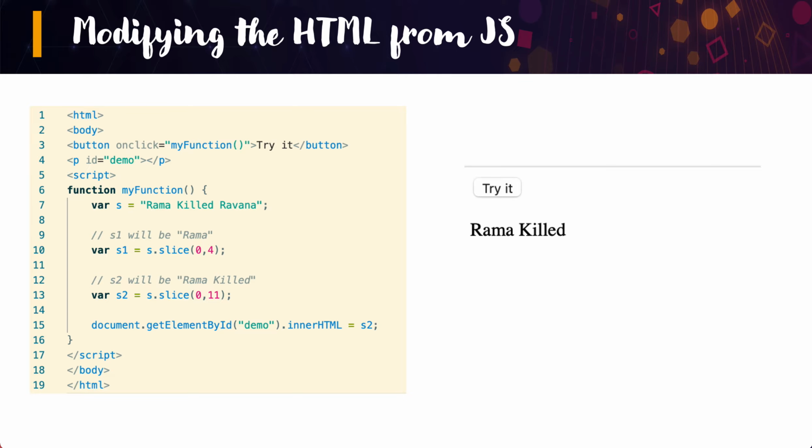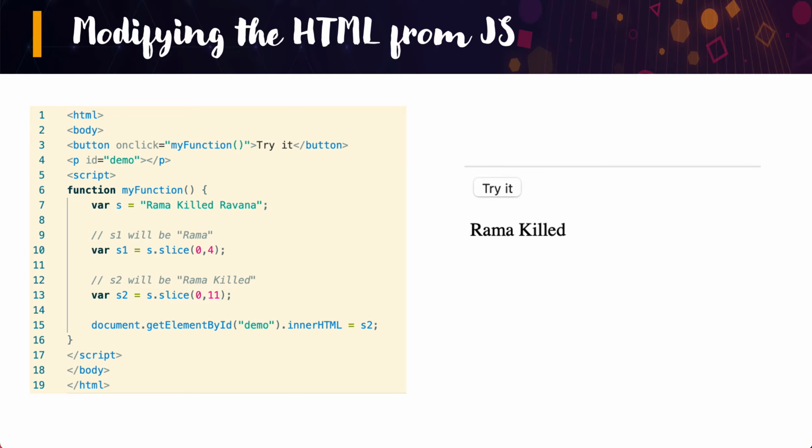So at the end of line number 15, the paragraph identified by the ID demo is no longer empty, it rather has the string Rama killed as the content. This is an example of modifying the HTML from within JavaScript. There is no restriction that you only modify the HTML.